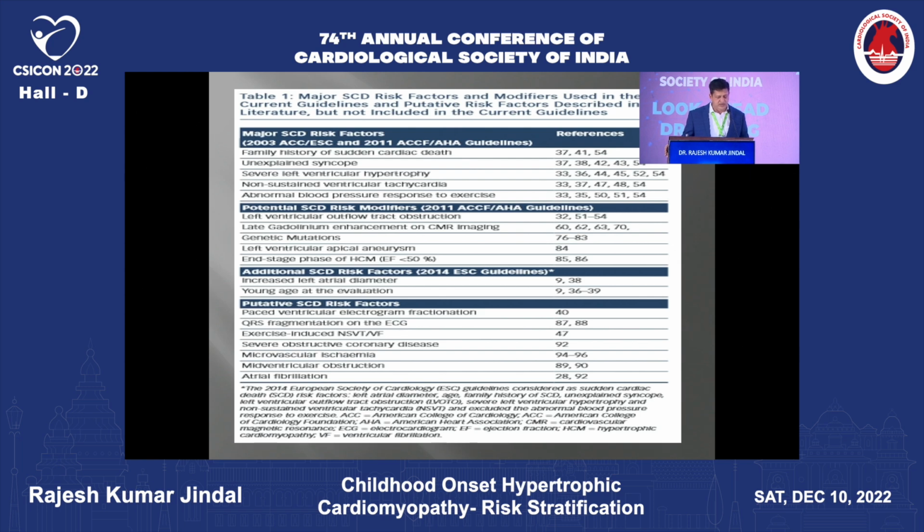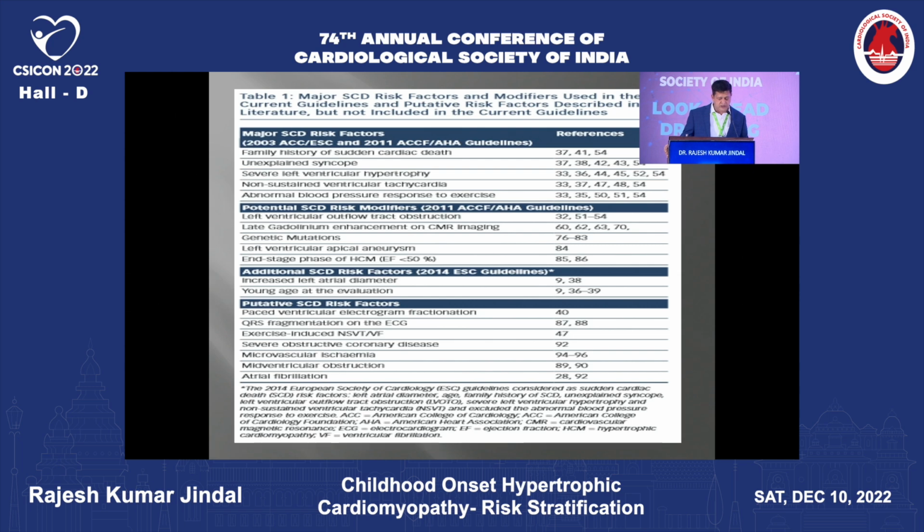The 2003 ACC ESC guidelines enumerated 5 major risk factors, that is family history of sudden cardiac death, unexplained syncope, severe left ventricular hypertrophy, non-sustained ventricular tachycardia on ambulatory monitoring, and abnormal blood pressure response to exercise. And then there are potential SCD risk modifiers like LV outflow tract obstruction, late gadolinium enhancement on CMR imaging, genetic mutations, left ventricular apical aneurysm, and end-stage phase of hypertrophic cardiomyopathy.